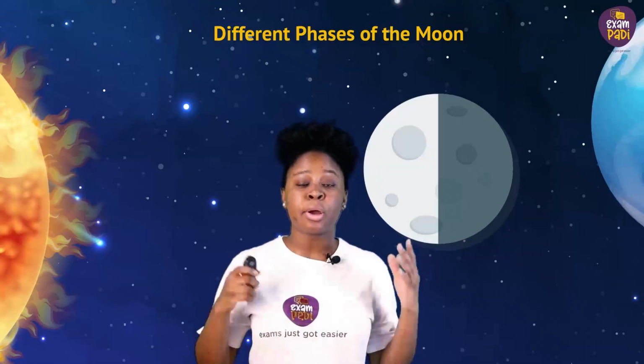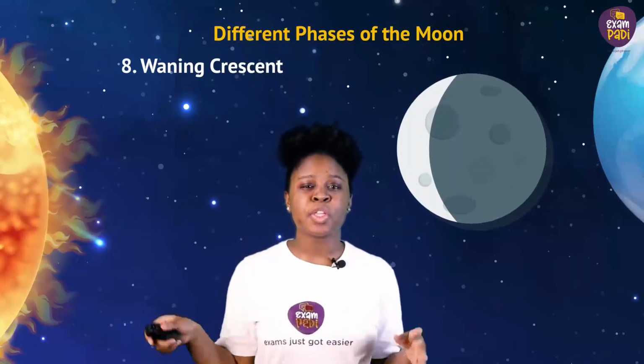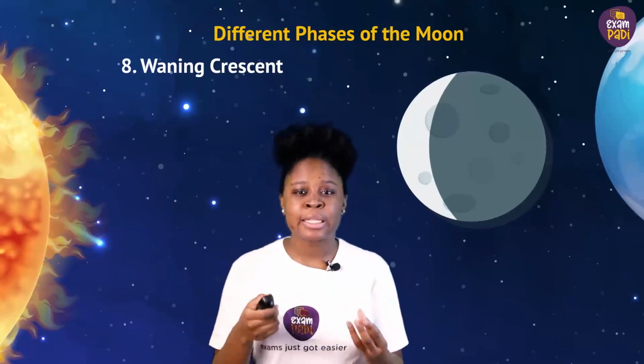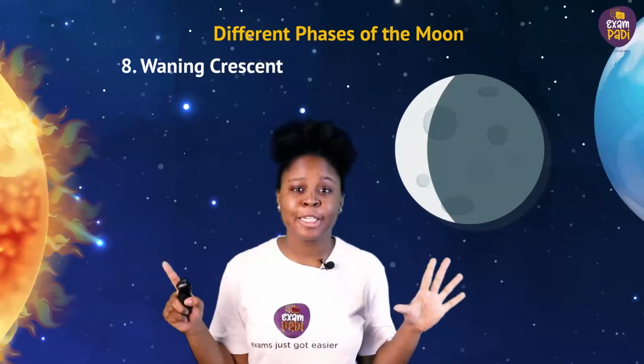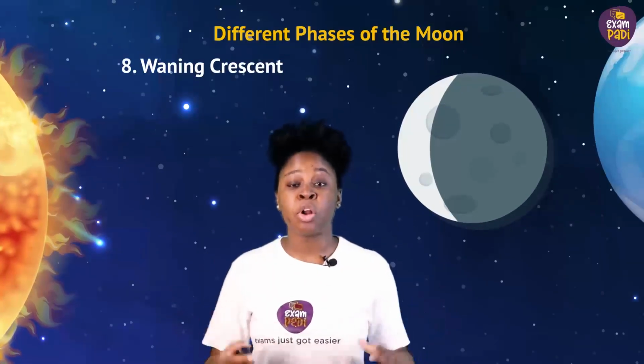And finally, number 8, the waning crescent. The moon continues to move in its orbit, and the illuminated part of the moon becomes smaller and smaller until it disappears completely, marking the end of the lunar cycle and the beginning of a new one with the next new moon.